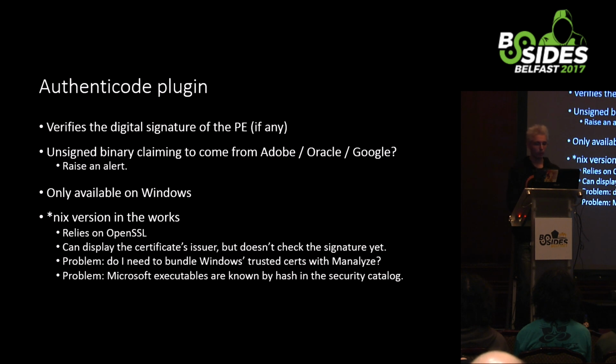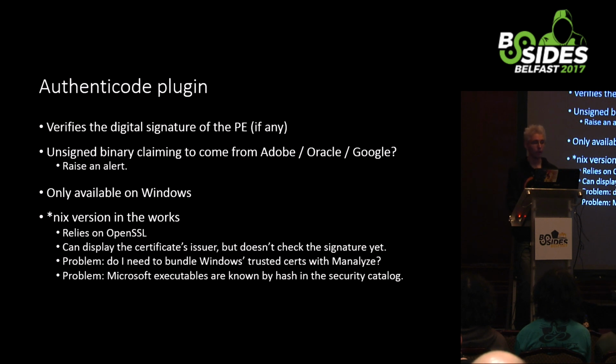So far, the plugin is mostly only available on Windows. I have a Unix version that works, but it relies on OpenSSL, which is horrible to work with. On Linux, I can display the certificate issuer, but I cannot check the digital signature at the moment. So there are other problems. How do we check the digital signature of a program on Linux when you don't have Windows as a trust store?